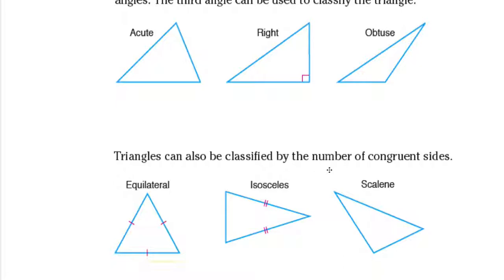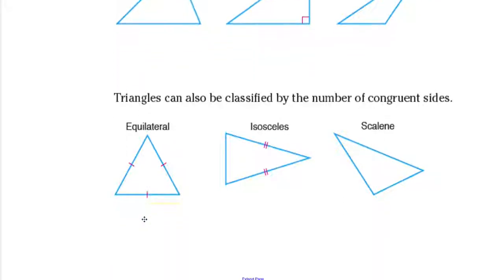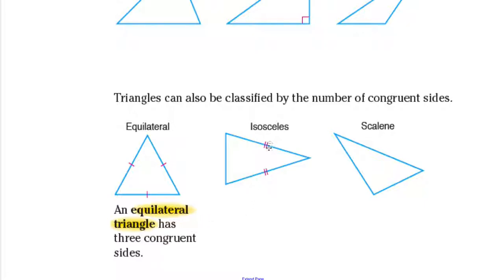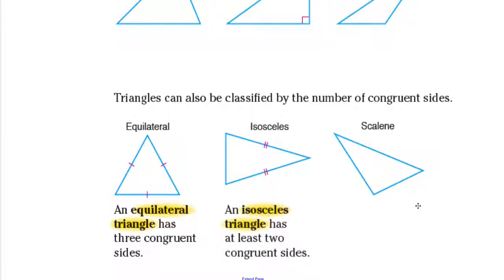Okay? And after classifying our triangles by their angles, we can also classify them in terms of the congruency of their sides, or the number of congruent sides. Okay? If a triangle has three congruent sides, meaning all the sides have the same measure, it is considered to be an equilateral triangle. If the triangle has two congruent sides only, it is an isosceles triangle. And finally, if the triangle has no congruent sides whatsoever, it's called a scalene triangle.